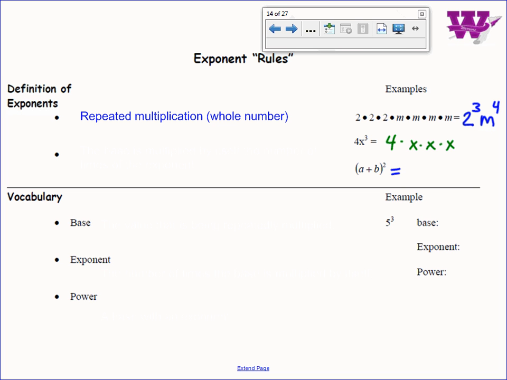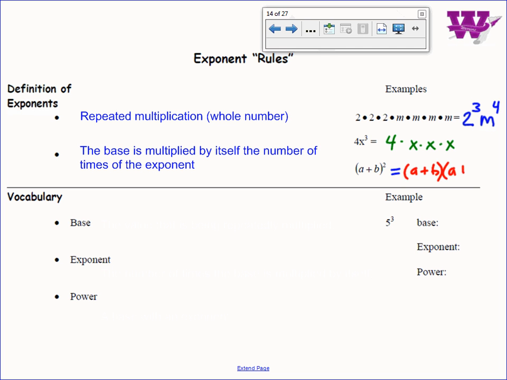And lastly, a plus b, quantity squared, does not equal a squared plus b squared. Instead, it takes that base and multiplies it by itself the number of times the exponent tells us to do. This would be a plus b in parentheses times itself twice. So a plus b in parentheses times a plus b. That's what exponents represent, their repeated multiplication.